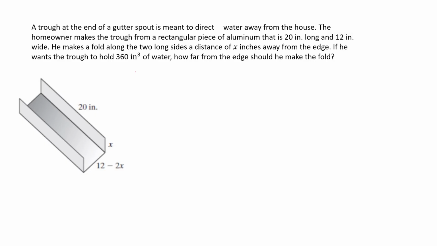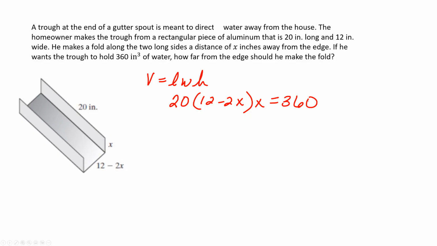And that is just volume. Volume of a three-dimensional solid like this is equal to length times width times height. So the length is 20 inches. The width is 12 minus 2x. And the height is x. And we want that to equal 360 cubic inches. We've got 20x times (12 minus 2x) is equal to 360.